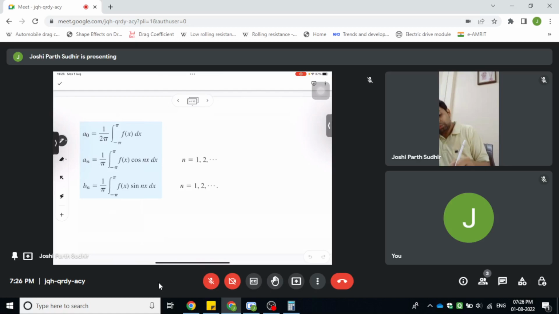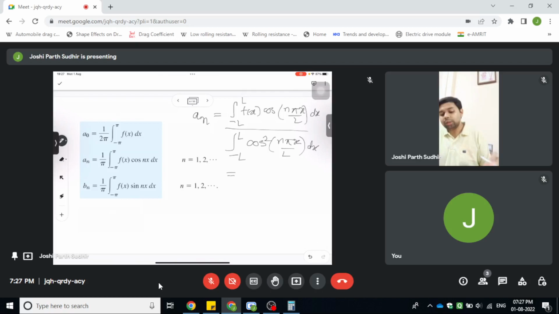So for a function with an arbitrary period, minus L to L, we will get the integral of f of x into cos n pi x by L dx, divided by the integral from minus L to L of cos square n pi x by L dx. The integral in the denominator works out to be the integral from minus L to L of 1 plus cos 2 n pi x by L, into dx, divided by 2.